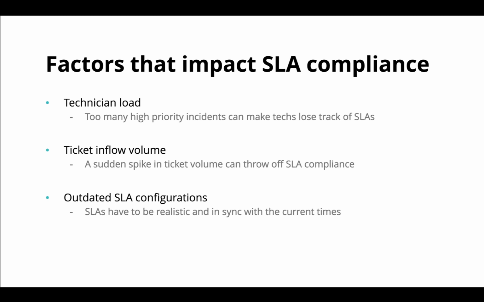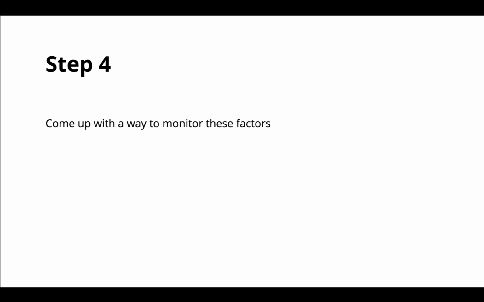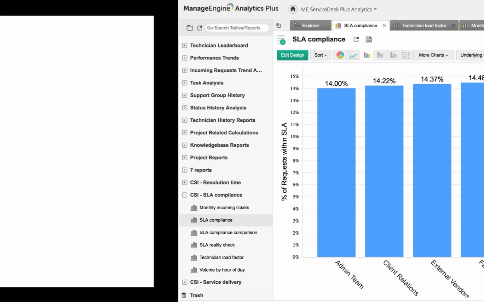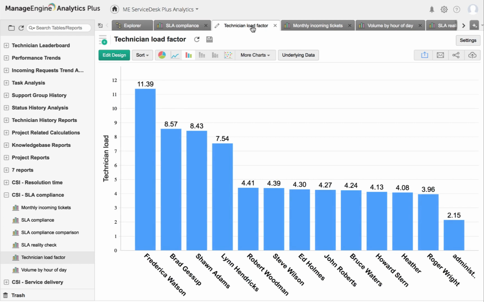We've identified the different factors that impact SLA compliance. Now, step four is to come up with a way to monitor these factors. Now, the number one on our list is technician load. Technician load factor report is the best way to keep tabs on the load on technicians. Now, a load factor is calculated by dividing the total number of tickets currently assigned to the technician by the average amount of time available to resolve those requests. Now, this report is a handy indicator of how much work each technician has on their hands.